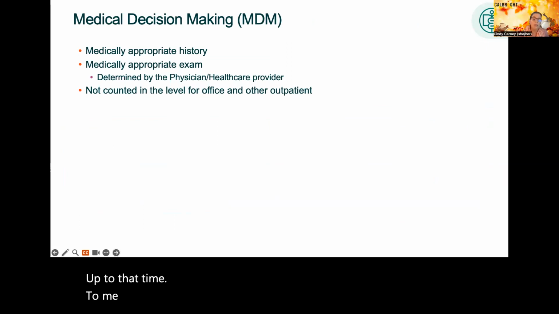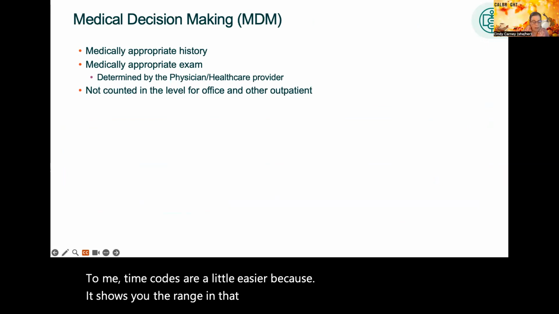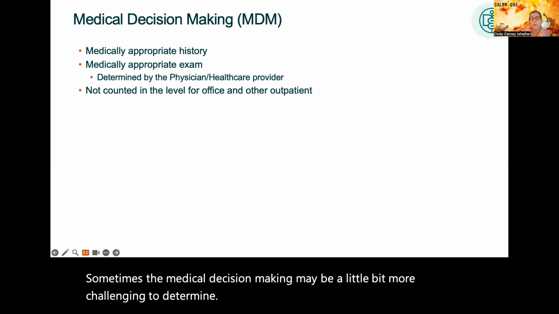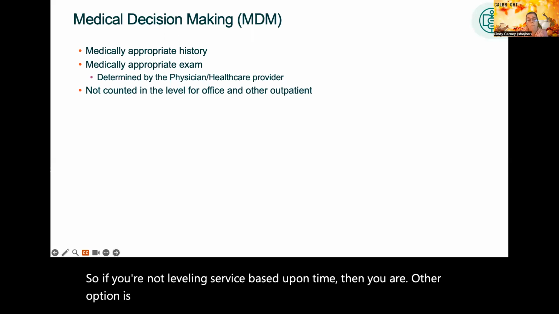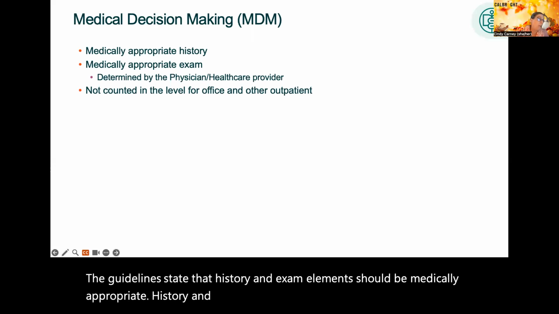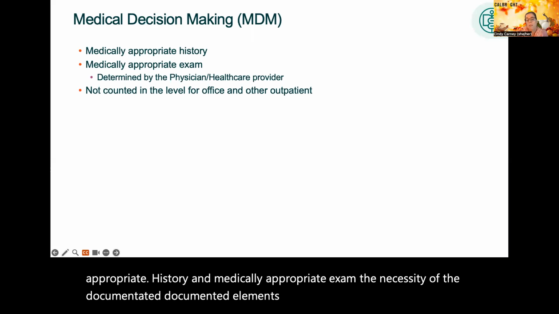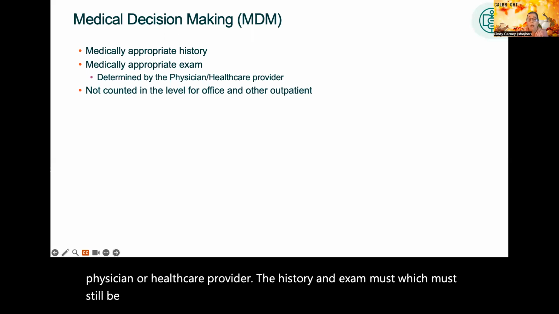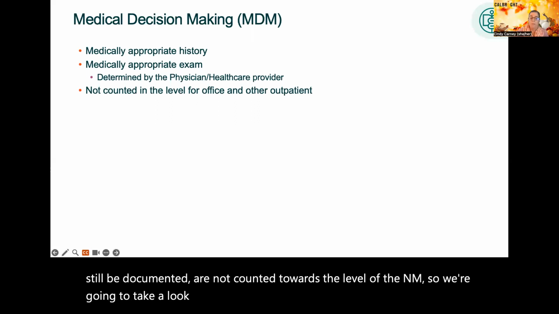To me, time codes are a little easier because it shows you the range, whereas sometimes the medical decision-making may be a little bit more challenging to determine. So if you're not leveling service based upon time, then the other option is the MDM. The guidelines state that history and exam elements should be medically appropriate history and medically appropriate exam. The necessity of the documented elements is going to be determined by the physician or healthcare provider. The history and exam, which must still be documented, are not counted towards the level of the E&M. So we're going to take a look at the next slide.